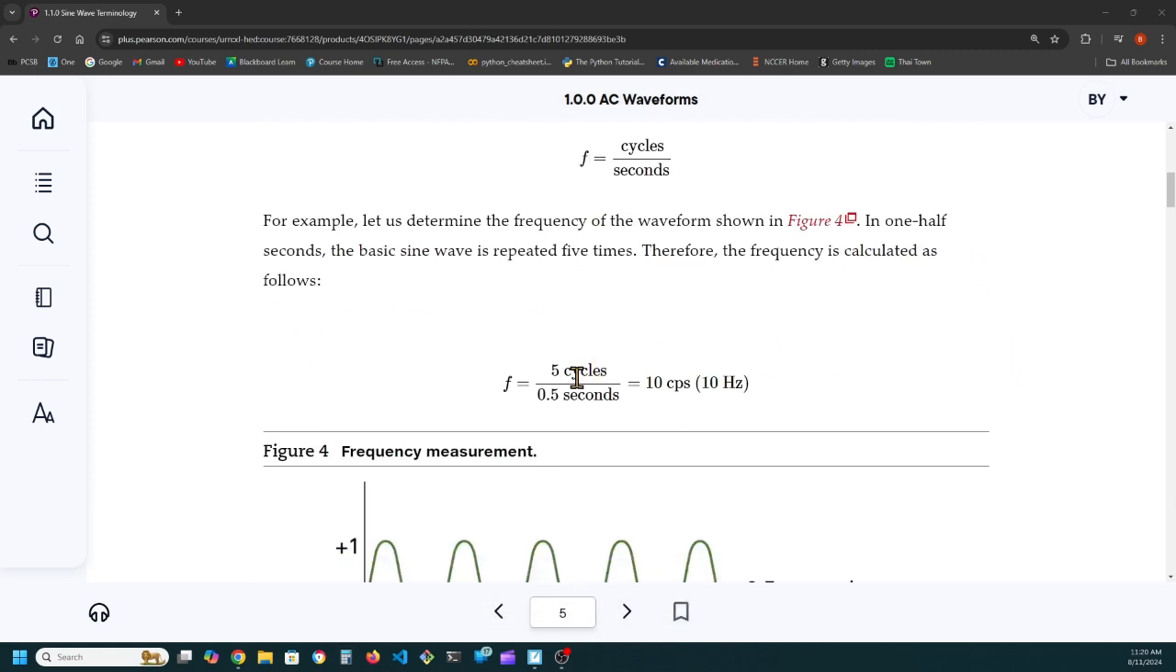All right. So there again, if they give you how many cycles and how long it takes, you can divide cycles per second and get what the hertz is. So 5 cycles divided by 0.5 seconds gives you 10 cycles per second, or 10 hertz.